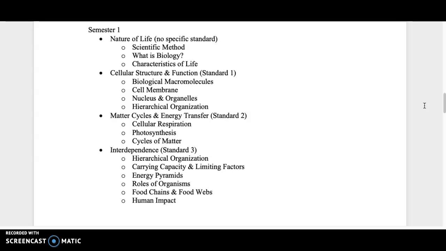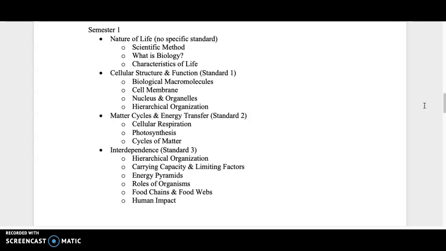Then we'll move into standard 2, where we will talk about cellular respiration and photosynthesis, and then we will get into the cycles of matter. And the main cycles of matter we'll be looking at are the water cycle, the carbon cycle, the nitrogen cycle, and the phosphorus cycle. So you'll have 4 cycles that we will go on from there. And then, as I said, standard 3 interdependence.